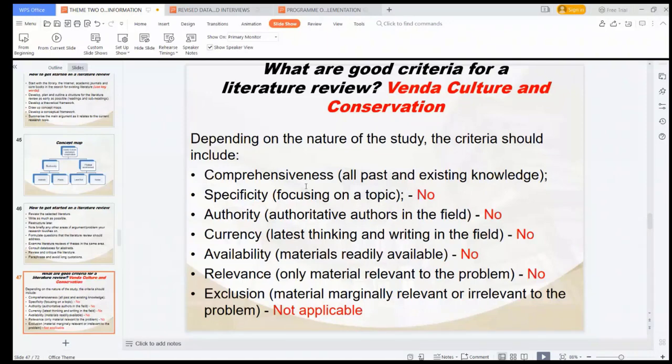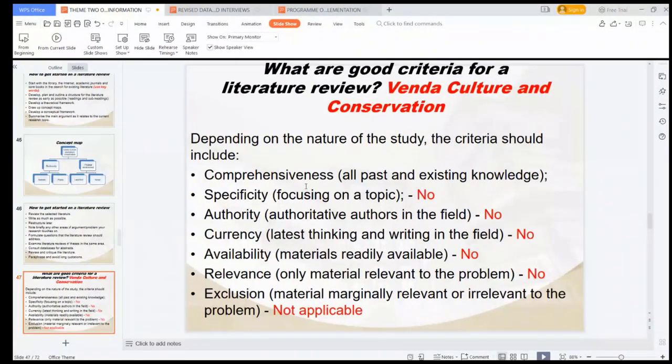Availability, no, there was nothing. There was no material available. I had to search to make sure that there is something that assists me to break new ground. Relevance: only material relevant to the problem, no. That I used was related to other aspects, either history or the economy or any other aspects, but I had to extract information that is related to the topic under investigation.